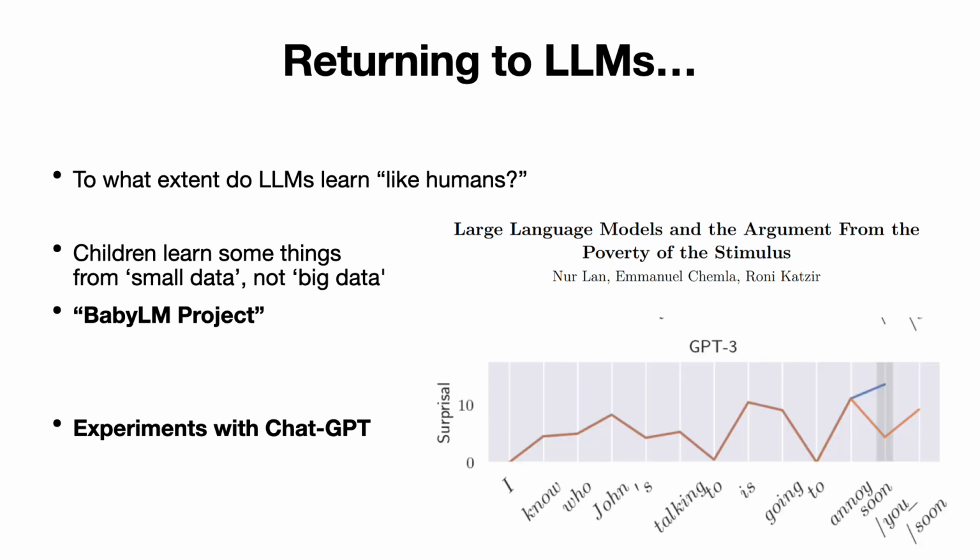So I actually copied and pasted the wrong figure. I'm just now realizing this is looking at a slightly different parasitic gap. I know who John is talking to is going to annoy soon versus annoy you soon.